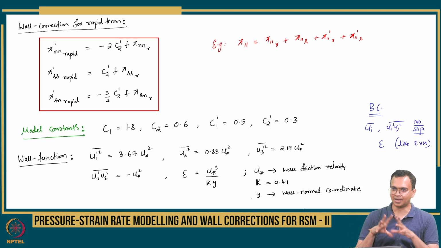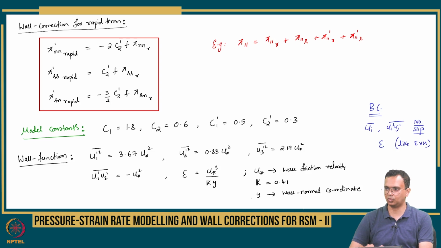So instead of solving a transport equation for Reynolds stresses, some would like to go ahead with using, let's say, an algebraic expression, like we had a zero equation model for eddy viscosity also. Like that, instead of having a transport equation for Reynolds stresses, how about having an algebraic expression for Reynolds stresses? This is called ASM, algebraic stress models or algebraic Reynolds stress models.